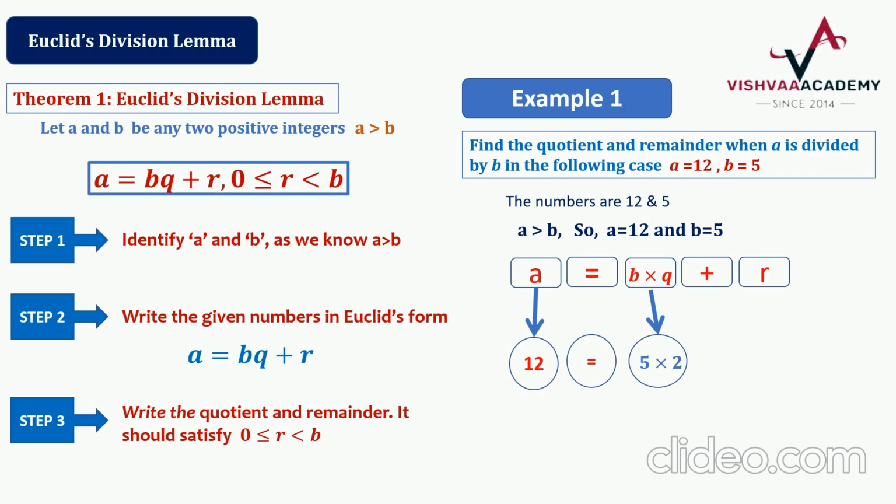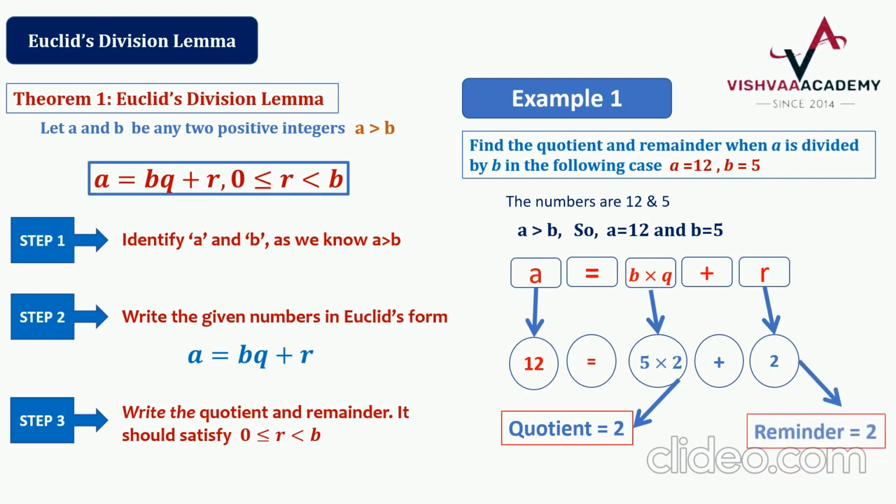So what is the remainder? The remainder is 2. So I have written it in the form of Euclid's form. From here directly I can identify my quotient is 2 and my remainder is 2. So that's it guys, very easy.